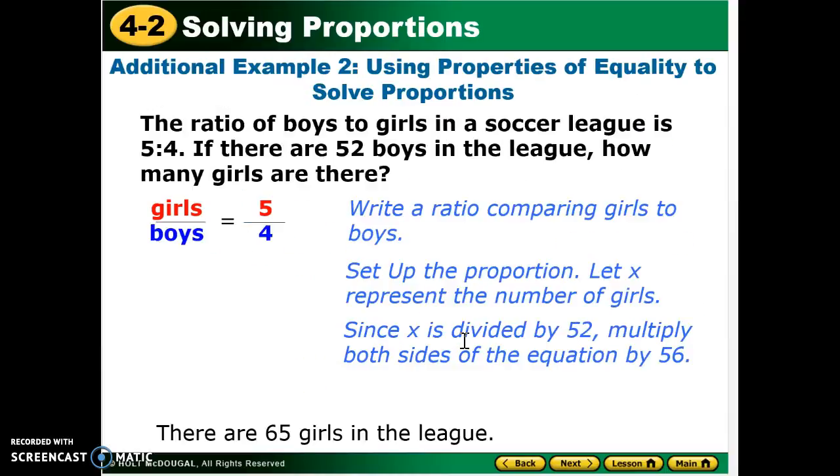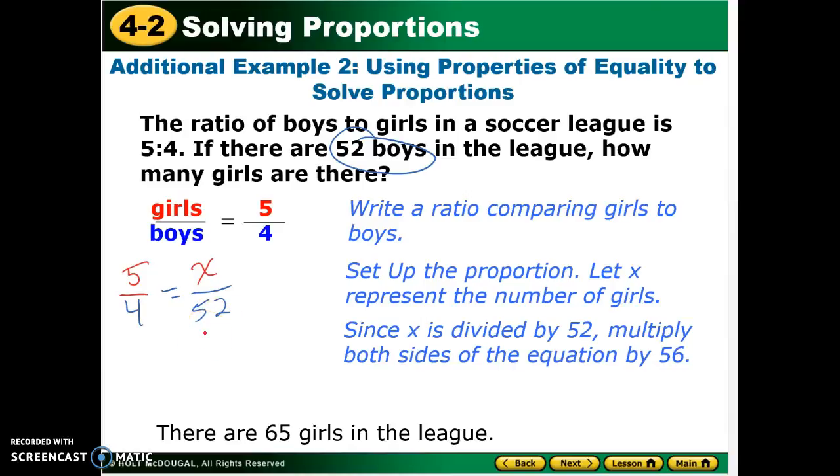And here we have the classic girl-boy ratio. So the ratio of boys to girls in a soccer league is 5 to 4. 5 girls, 4 boys, for every 4 boys. If there are 52 boys in the league, how many girls are there? So I need to write my ratio. I'm going to rewrite it, 5 over 4 equals, now there are 52 boys, so 52 goes down here, and I want to know what this x is. I want to know how many girls there should be if there are 52 boys.